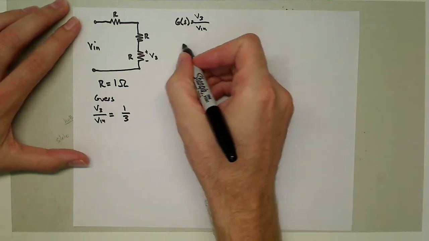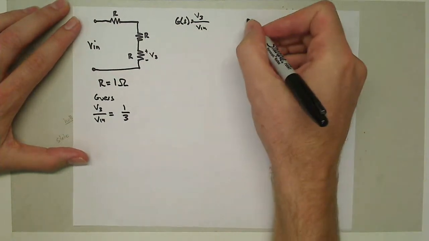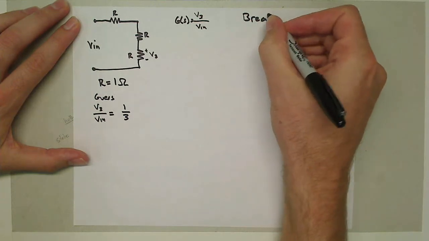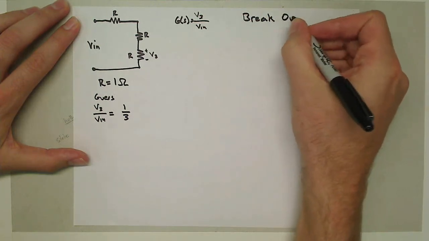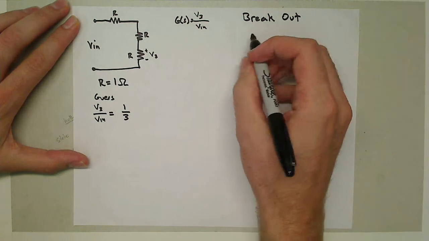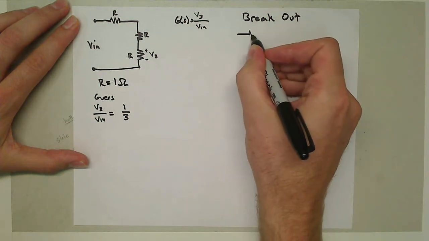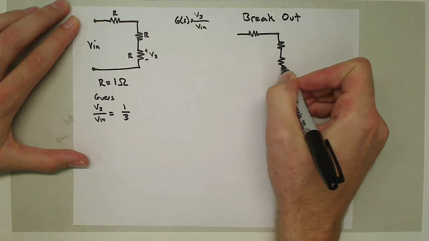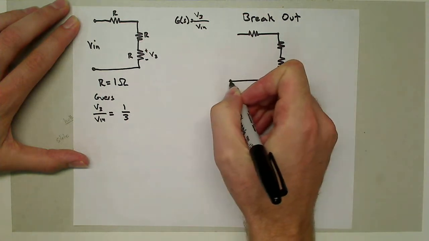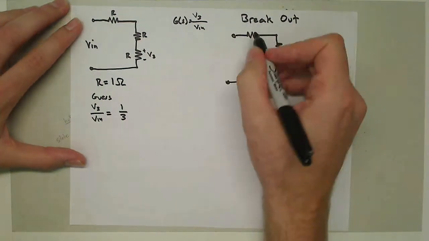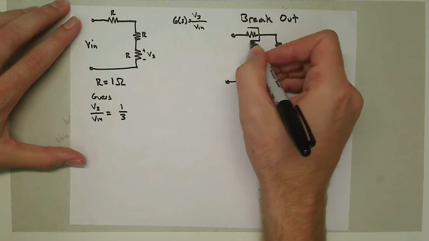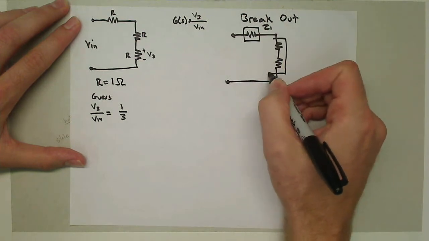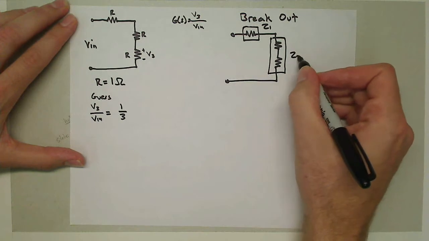So I can break this up into 2 problems. So the first problem is going to be just the first resistance and then the other 2 resistances, just like I had before. But I'm going to lump these impedances together. So I'm going to call this impedance Z1, and I'm going to call these impedances Z2.